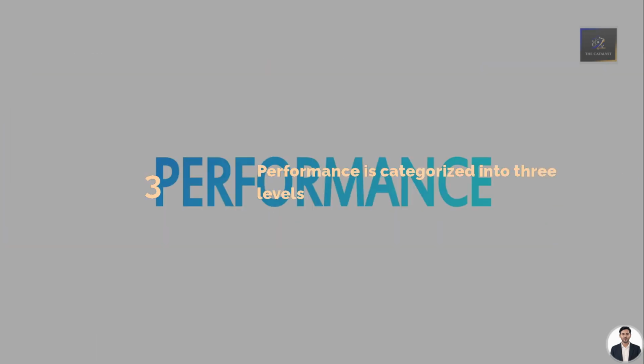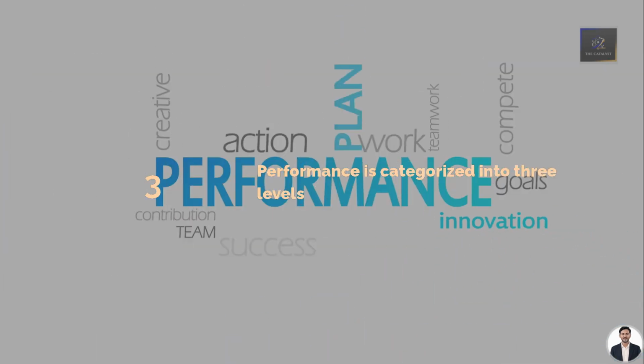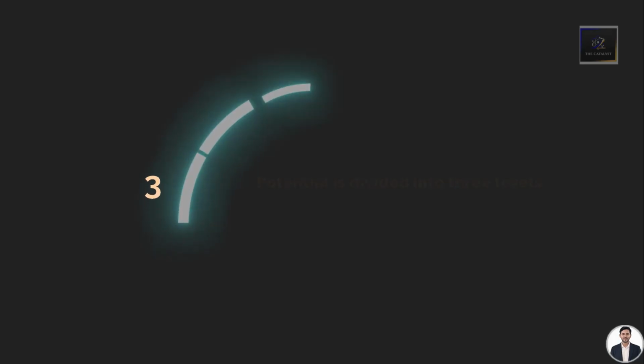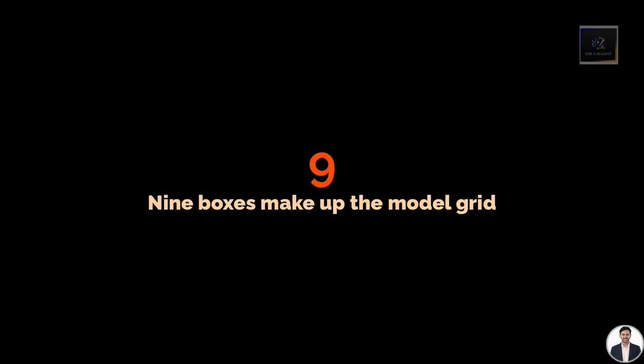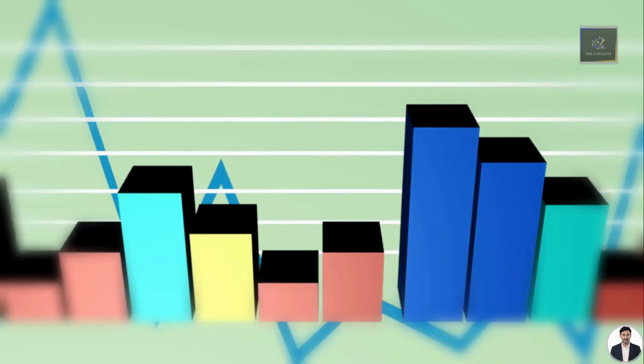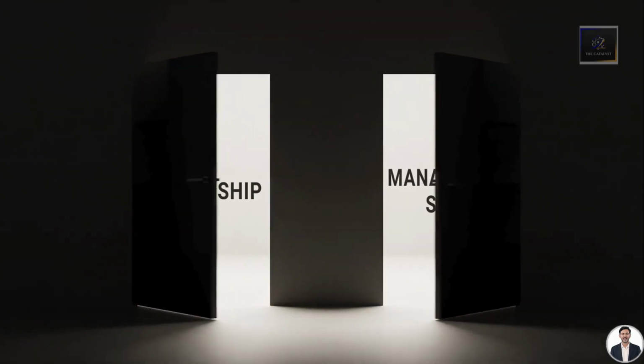3 columns for performance: low, medium, high. 3 rows for potential: low, medium, high. 9 boxes. 9 distinct profiles. 9 different management approaches.